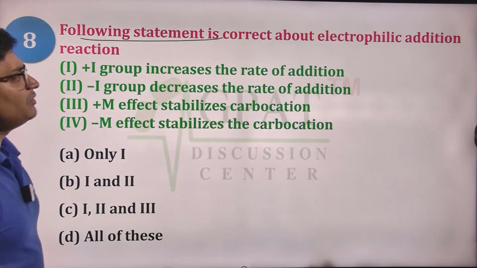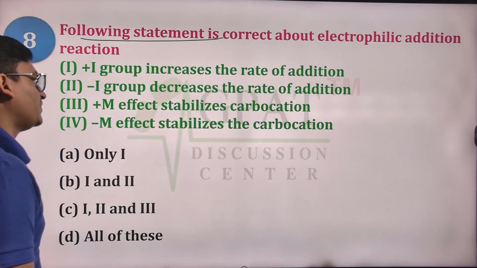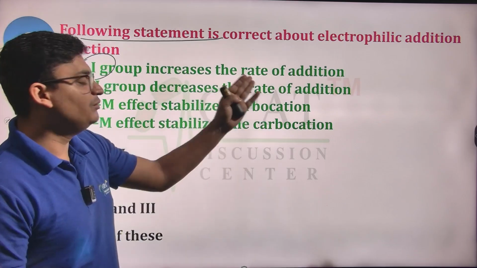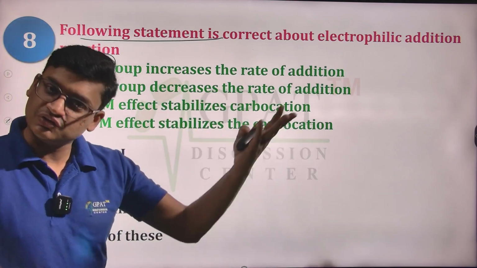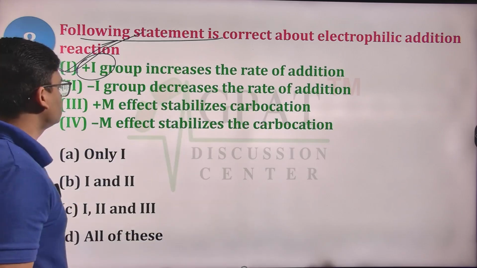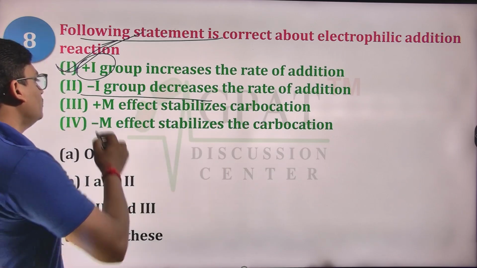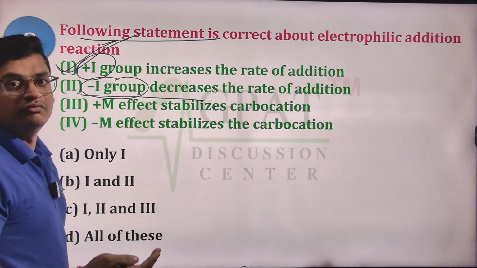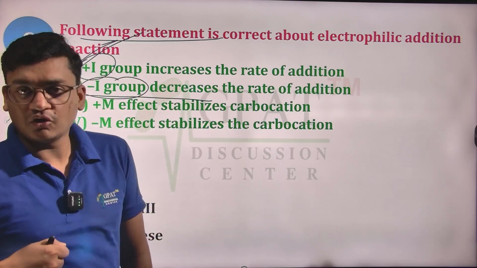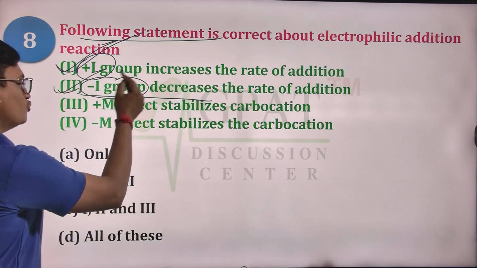Which of the following statements is correct about electrophilic addition reaction? Plus I group increases the rate of addition reaction. Okay, so this plus I group has electron donating tendencies that will stabilize that particular carbocation, making it a better stable carbocation, so the rate of reaction is higher. Minus I group decreases the rate of addition reaction. Correct, very true. Minus I are electron withdrawing groups, so they withdraw electron density from the carbocation, making it more unstable. So that is also true.